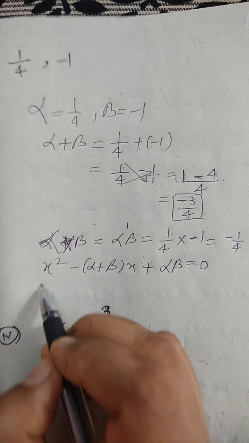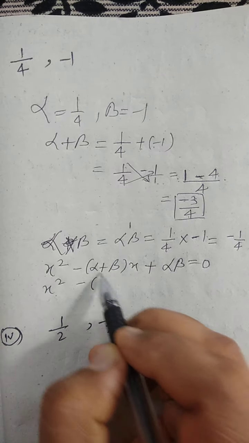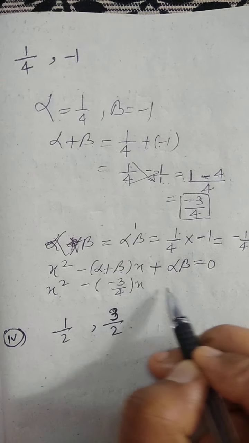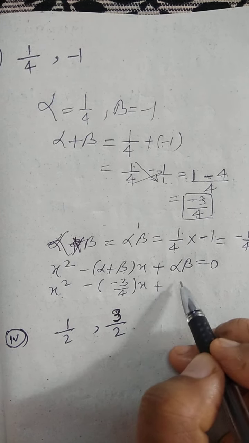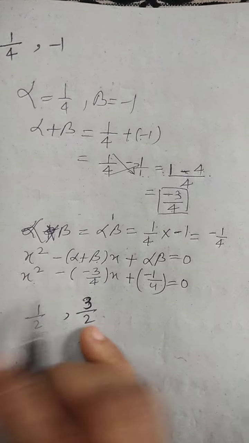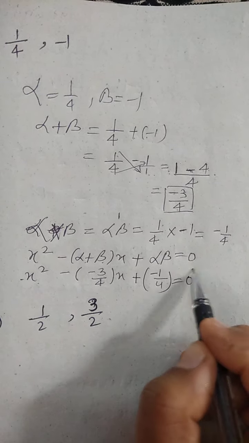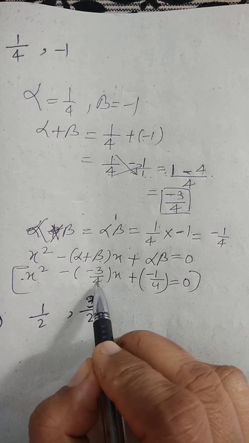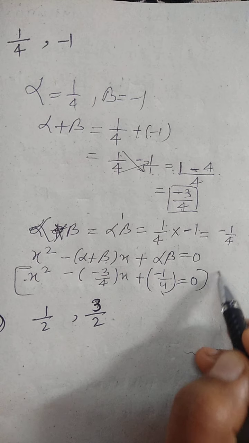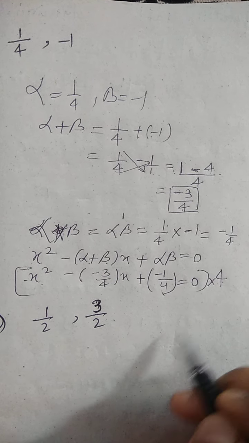Substitute the values. X square minus alpha plus beta value, which is minus 3 by 4, X plus alpha beta value, which is minus 1 by 4, equal to 0. Now what to do? Yes, multiply all the terms by 4. You see here 4, here also 4. We don't want the denominator, so we should multiply all the terms by 4.